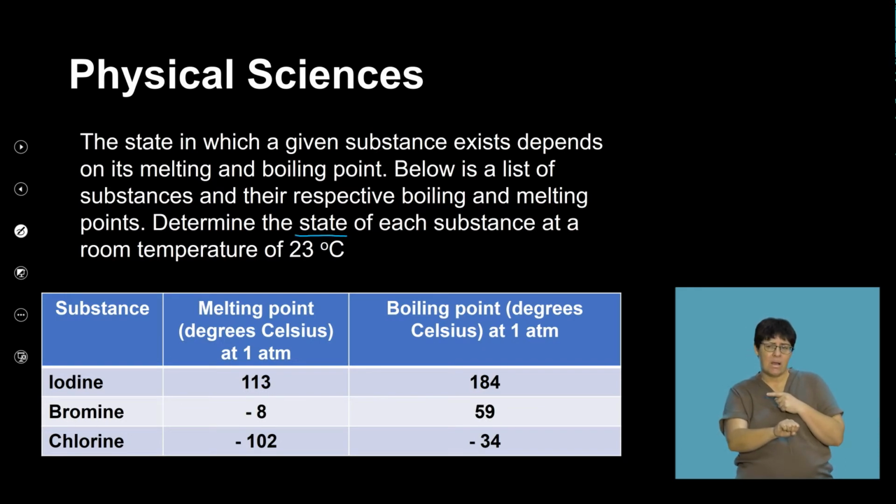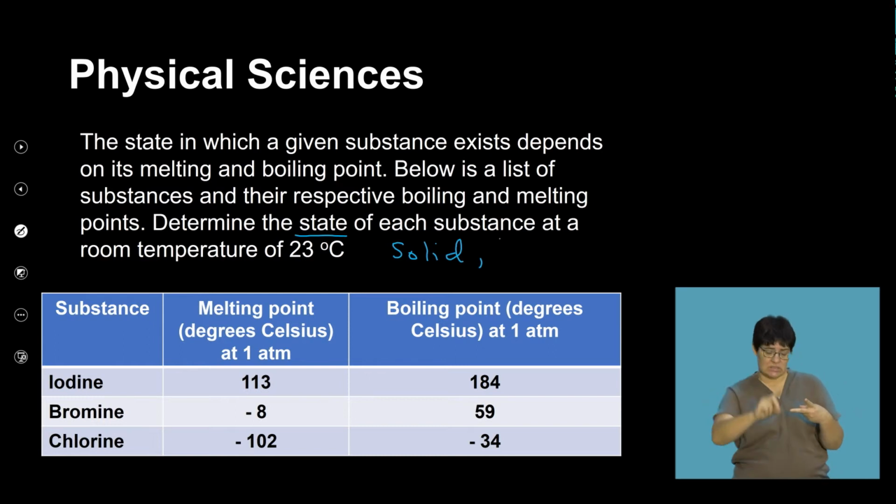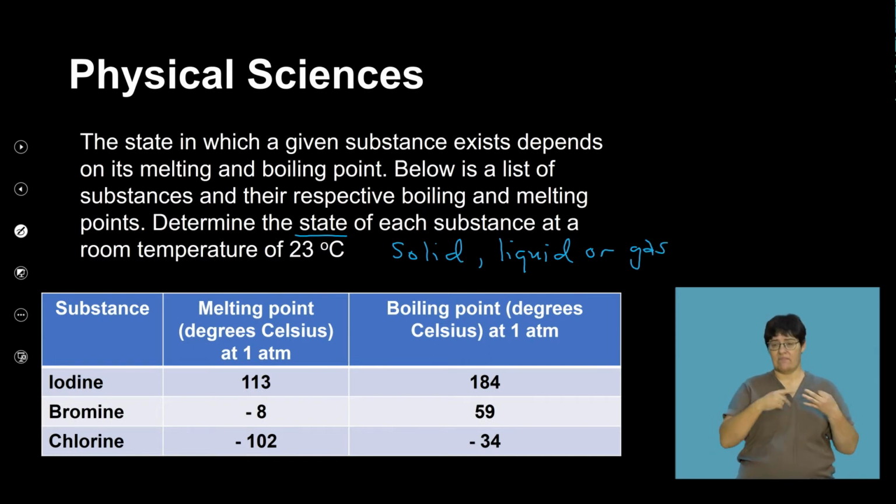Remember, state is either solid, liquid, or gas. So we are given three substances at room temperature, which is 23 degrees Celsius. We can think of this as our standard condition. We are given these substances at a temperature of 23 degrees Celsius.